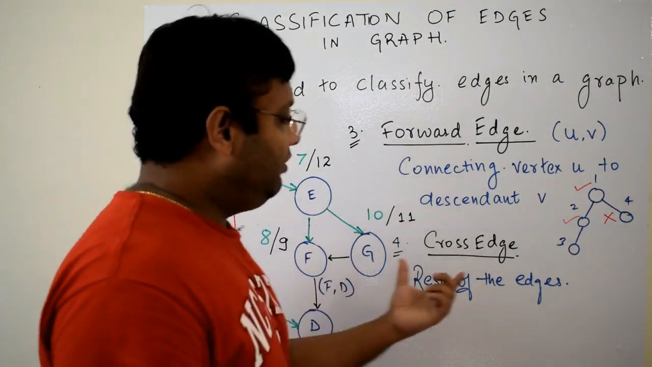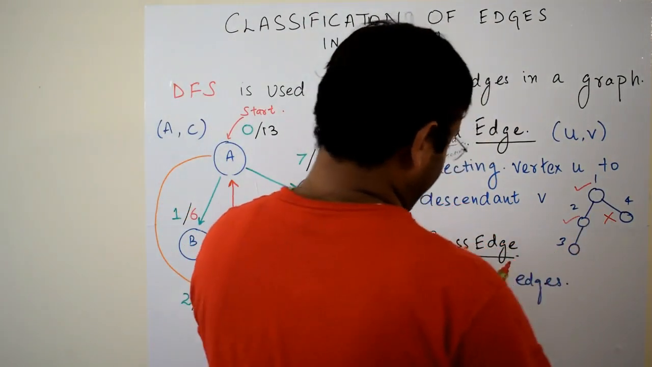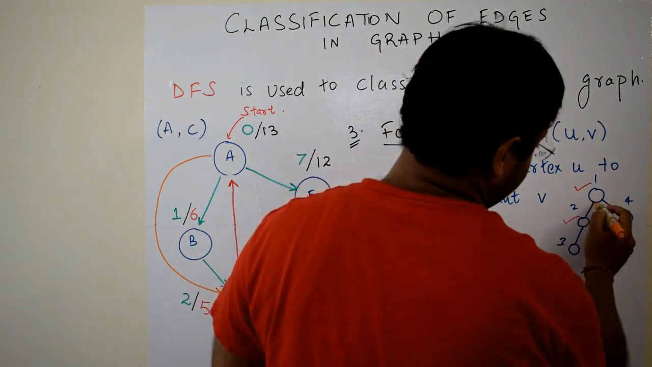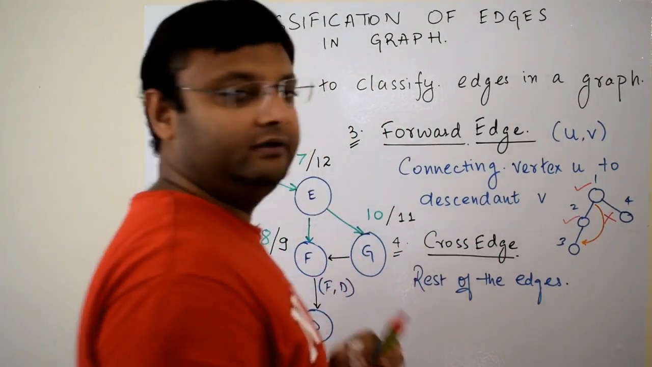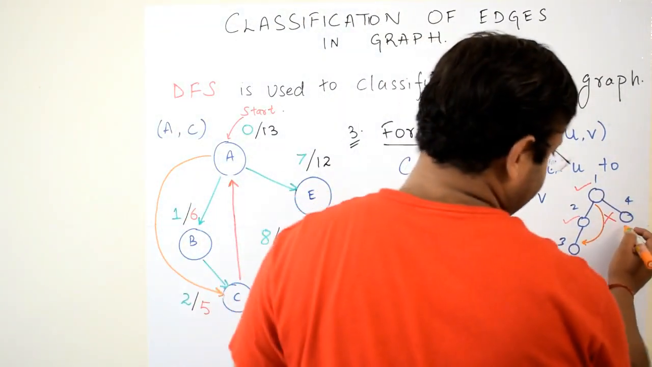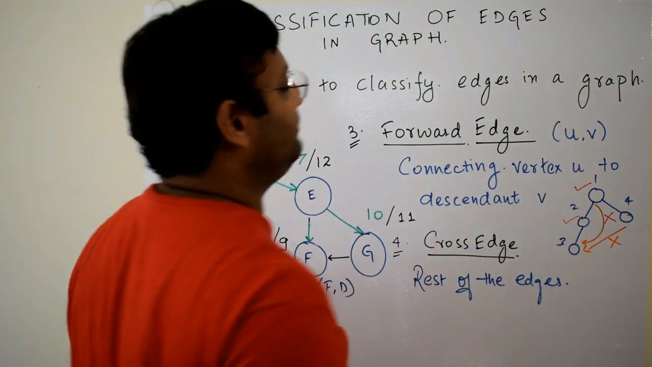So now, for example, in this case, which will be a forward edge? Had it been from this edge to this edge, this would have been a forward edge, right? But this edge will not be a forward edge, right? This edge will not be a forward edge.